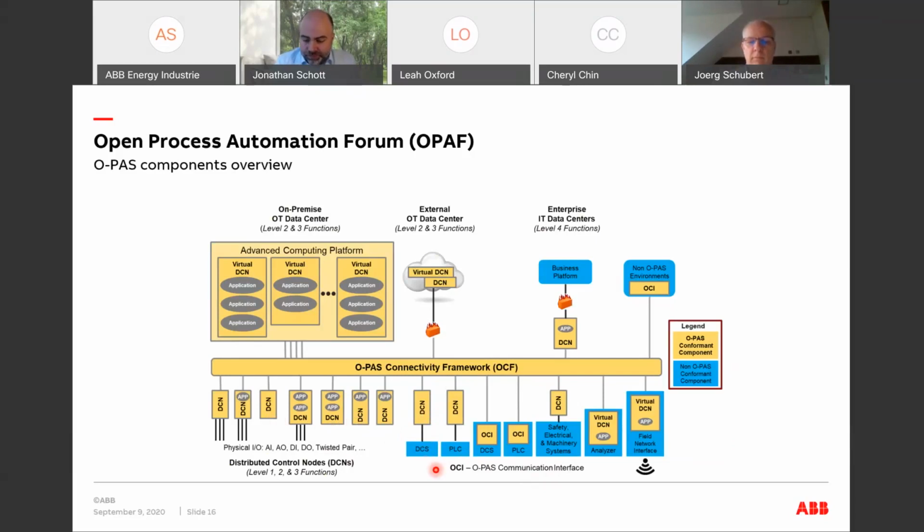You can build the OPAF communication interface into existing products, and then they appear like a DCN to the overall system. You can, in the same way, also, of course, add your safety or other systems to the network. And very importantly, if you have larger devices or platforms, you can add a complete DCN, a virtual DCN, a software DCN to it. So it's possible for any kind of environment on the field level, but also up there on the business level, and wherever you need to communicate, to be on this OPAF connectivity framework.